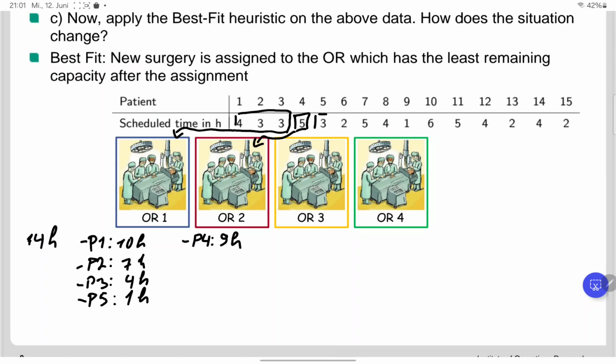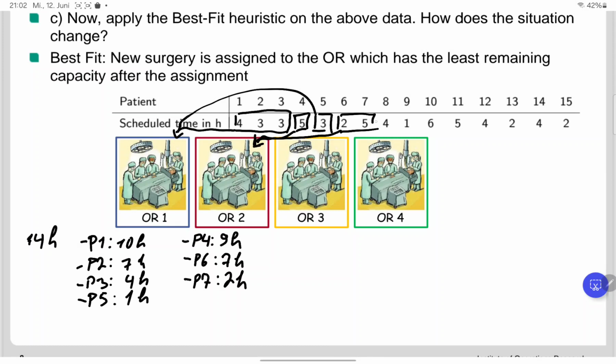Okay, so the third one was again assigned to the first operating room. Okay, so the sixth patient requires a surgery of 2 hours. It doesn't fit into the first operating room anymore. Therefore, we assign him to the second one. Okay, so we are left with 7 hours. And then the next one can also be used. We are left with 2 hours. Okay, so that means 6 and 7 could also be assigned to the second one.